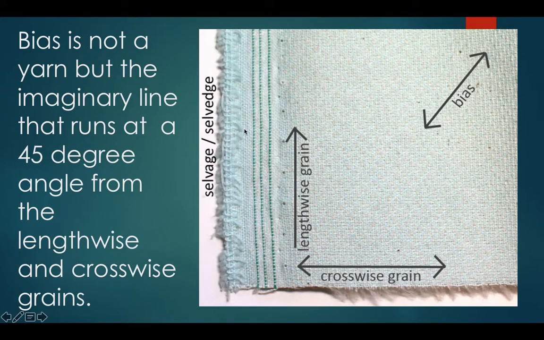Some of them sew these extra rows of color in here too. The lengthwise goes up and down this way, the same direction as our selvage. And the crosswise comes across here.